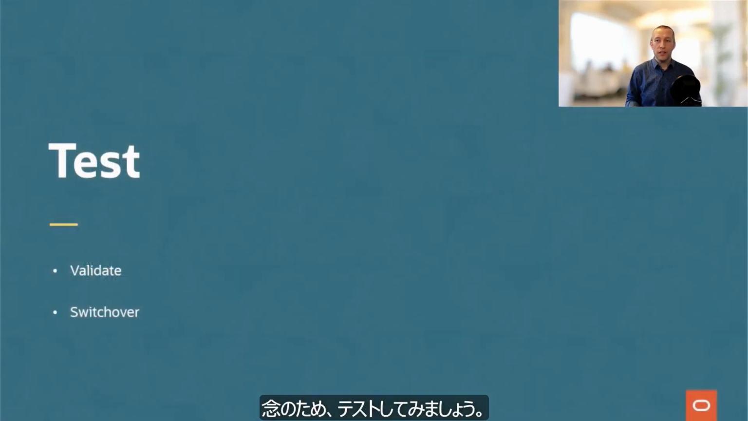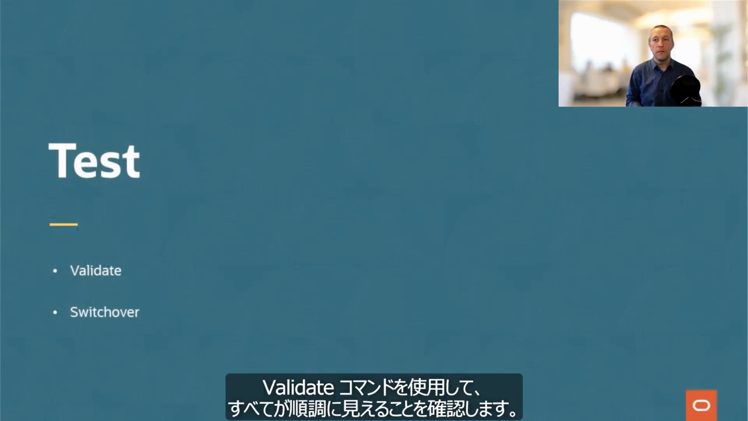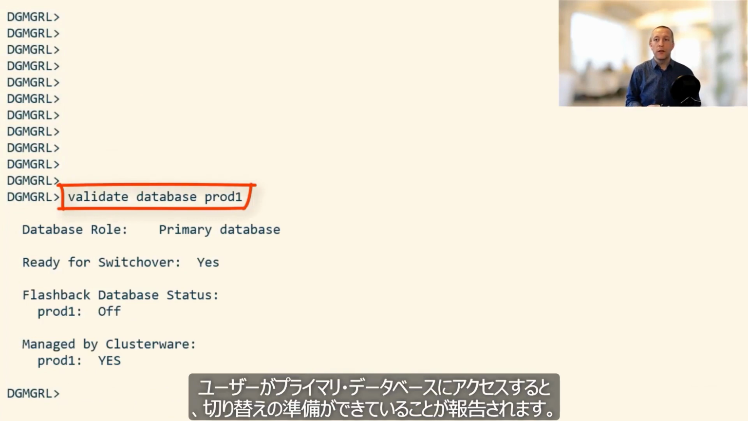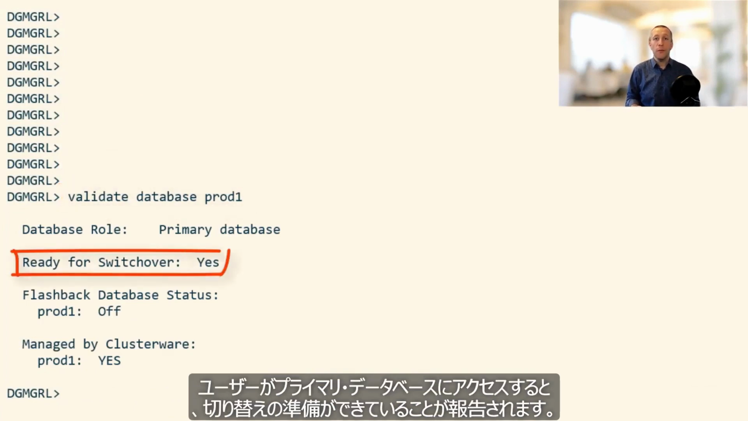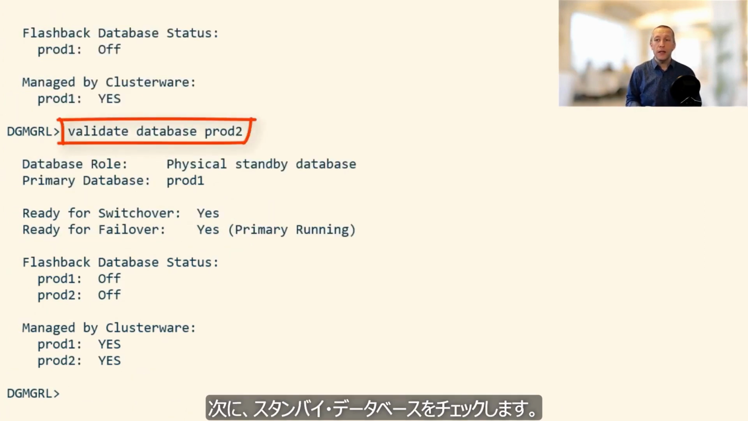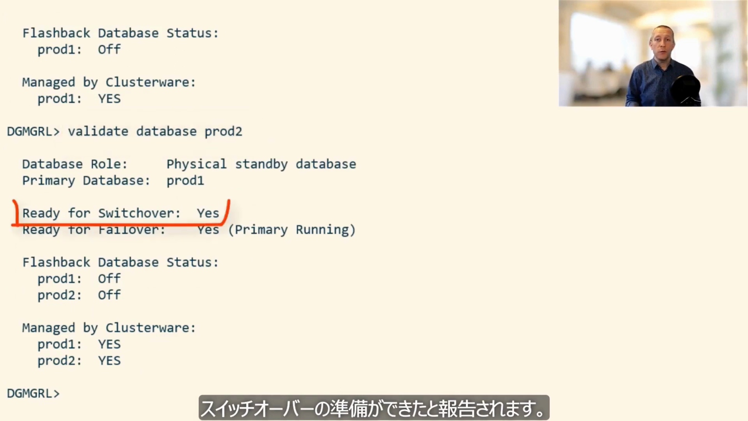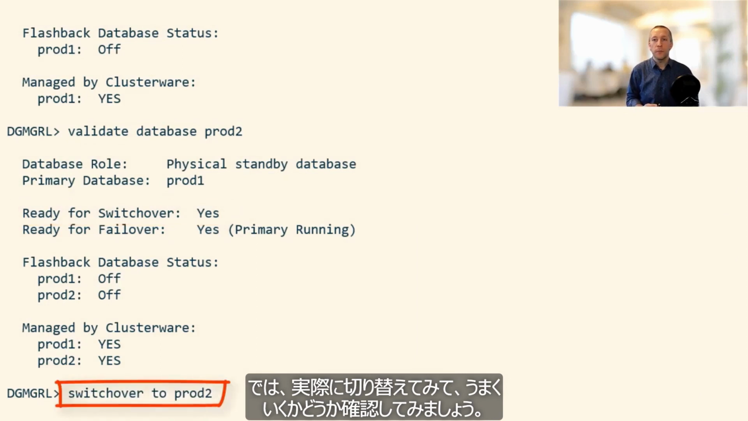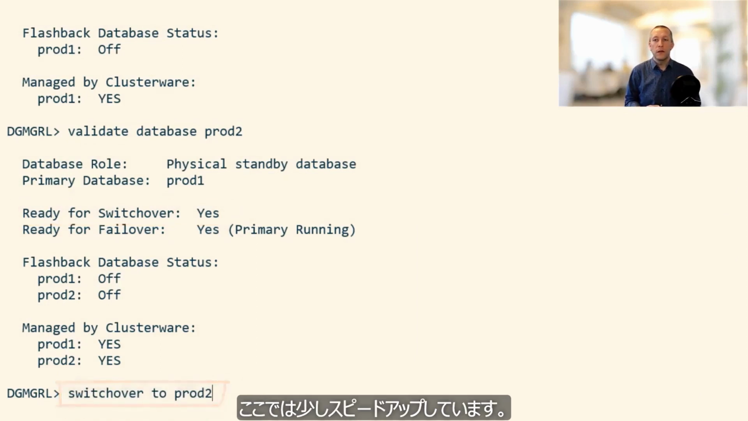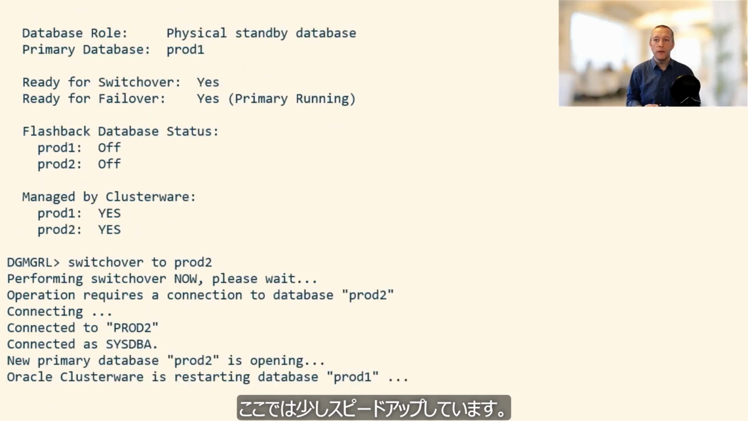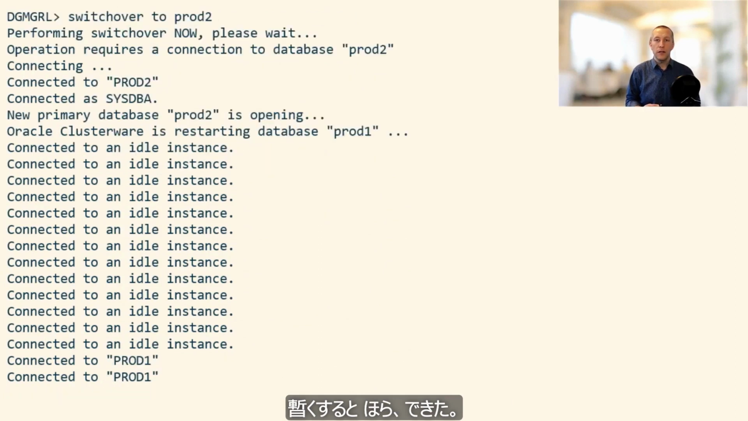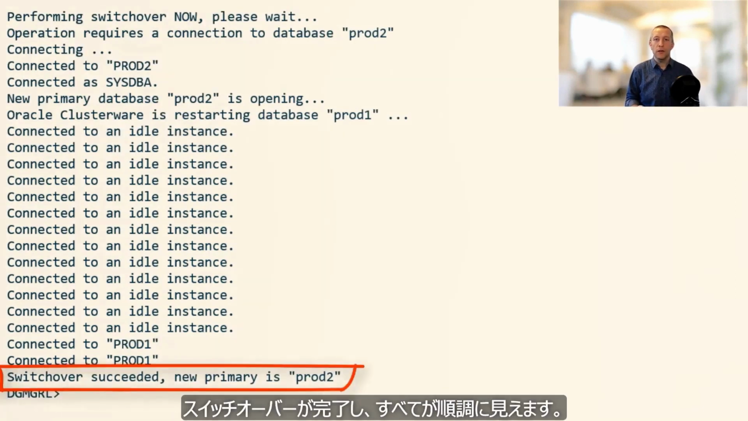But let's just test it. I'm using the validate command to ensure that everything looks good. When I use it on the primary database, it reports ready for switchover. Then I check the standby database. It too reports ready for switchover. So let's try a switchover and see that it works. I'm speeding up here a little, but after a while, there it is, switchover completes, everything looks good.